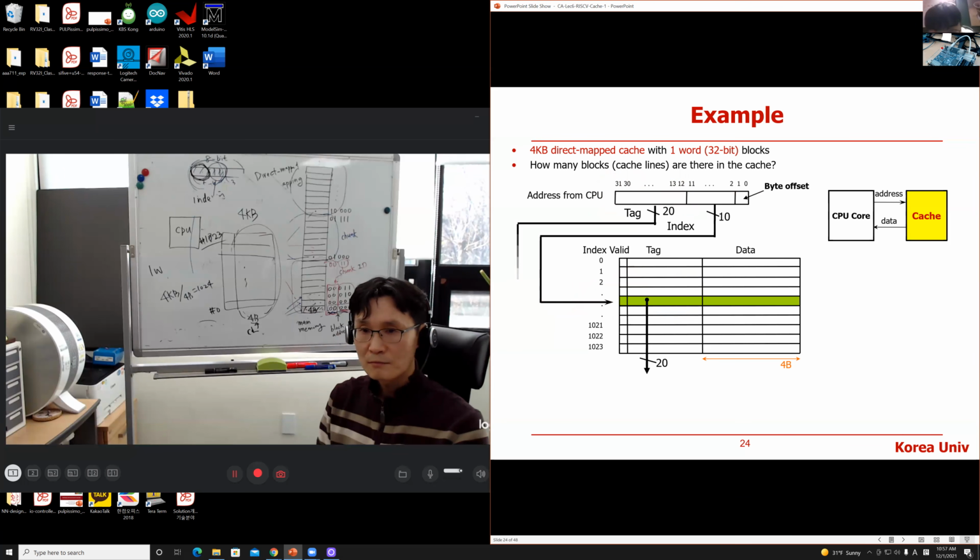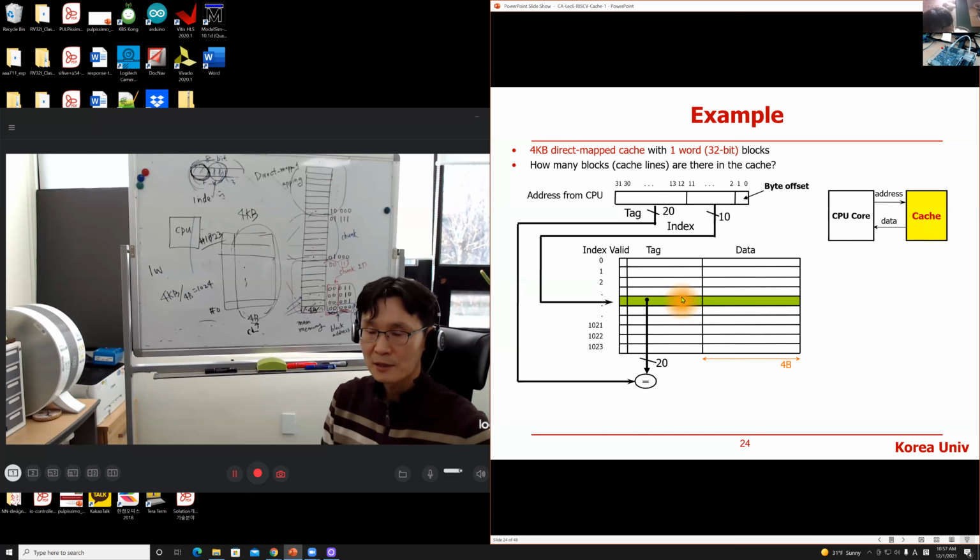In the hardware schematic diagram, the information coming out from the cache, the tag information, is compared against this 20-bit chunk ID by hardware. If these two are equal and valid is 1, then what is this? An AND gate. Both are 1, so the output is 1. There's a cache hit.